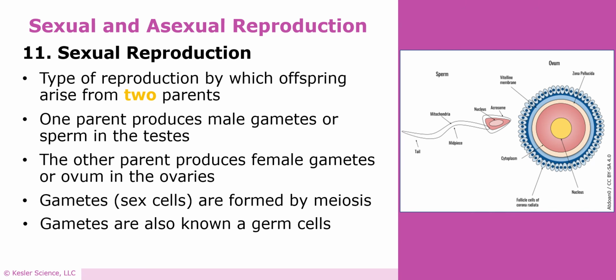Gamete is another word for the sex cell. The sex cells are the sperm and the egg. Another name for gametes are germ cells. So you might hear any of these terminologies. You may read any of these terms as you're doing your work. Gametes are also known as sex cells, are also known as germ cells. They are the sperm in a male and the egg in a female.